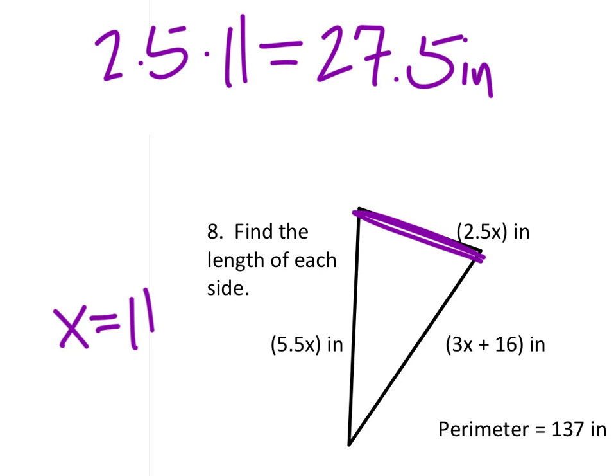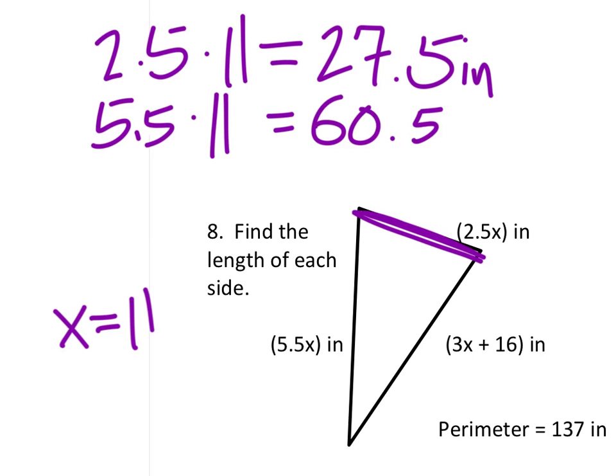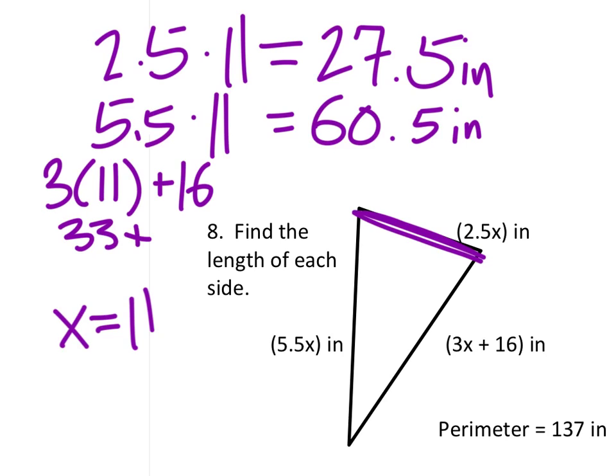Yeah, 27.5 inches. So this is one side. The next side was 5.5 times the x, which we're saying is 11. So 5.5 times 11 gives us 60.5 inches. Don't forget to label these. And the final one is 3 times 11 plus 16. So we got 33 plus 16. And our final side looks like it's going to be 49 inches.